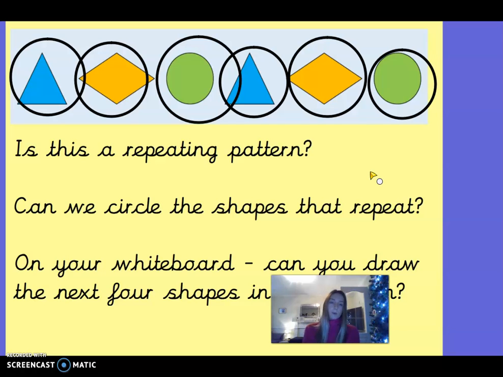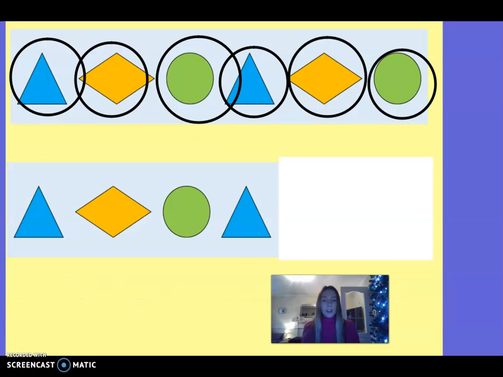On a piece of paper or whiteboard, could you have a go at drawing the next 4 shapes in this pattern? So remember, the pattern is triangle, square, circle. Can you have a go at drawing the next 4 shapes? Pause the video. So the next 4 shapes in our repeating pattern that you should have drawn is triangle, square, circle, triangle.